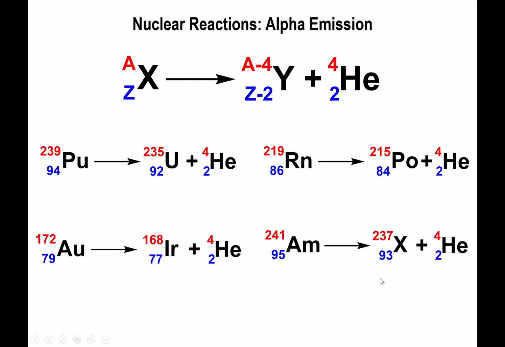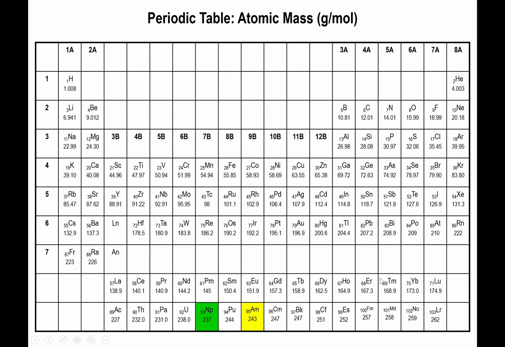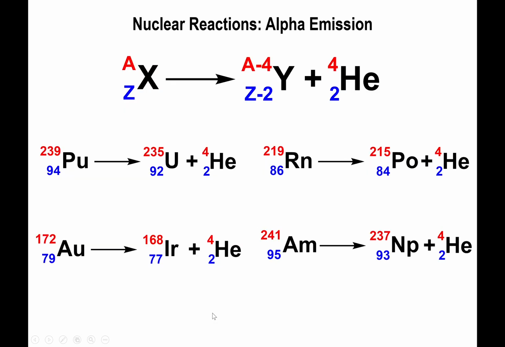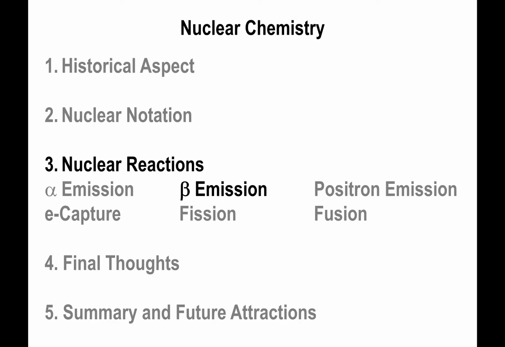Alright, so now we'll look at the table. Element 93. If you look at the periodic table, element 93 is neptunium. So you input the symbol for neptunium right here, and with that, you're basically done. Alright, so that's alpha emission. You produce an alpha particle and you use the mass and atomic number of the alpha particle to determine what the missing element is, the missing isotope.